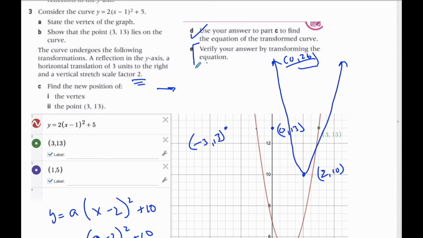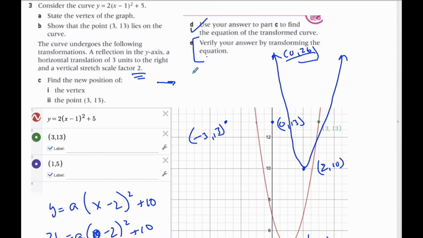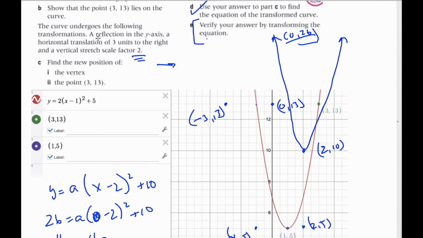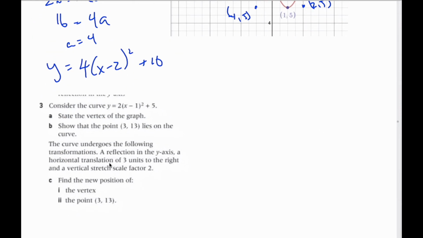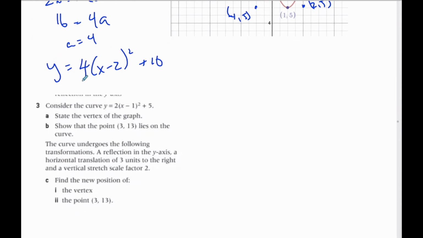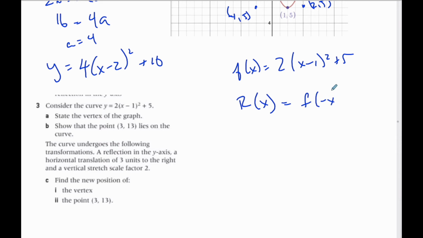Now E part says to verify by transforming the equation. Well, if we consider that, I want to pull this down here so I can see it a little bit better. And so I know I have the initial equation, which I'll redefine as f(x) = 2(x - 1)^2 + 5. And then the first thing I'm going to do is a reflection. When I do a reflection over the y-axis, that means I'm going to reflect f(x) over the y-axis. Then I'm going to translate my function. I'm going to translate r to the right 3, so I'm going to shift it to the right, so it's opposite sign, 3.